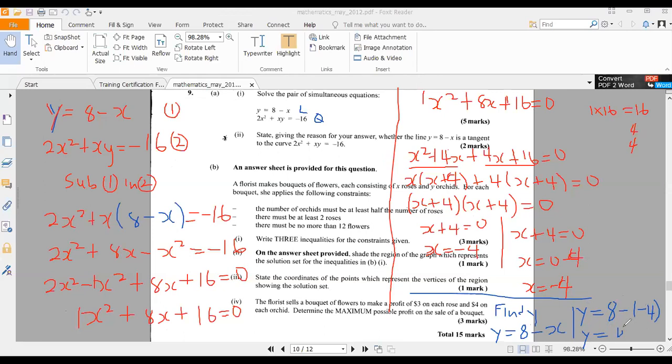So it means we are going to get only one value now. When x is equal to negative 4, y is equal to 12. So the answer we are getting for this is only one answer, right? The answer we are going to get here is when x is equal to negative 4, y is 12, as my final answer for this question.